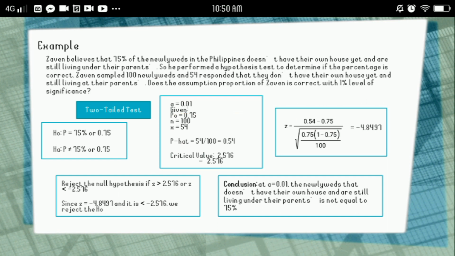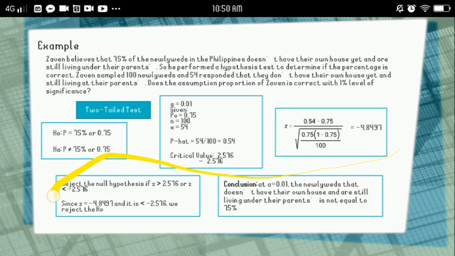So, itong hypothesis, null hypothesis is equal to 75% and yung alternative is not equal to 75%. So, ito yung mga given, yung alpha, yung critical value. Kapag sinabi nating two-tailed test, kapag two-tailed test yung ginamit natin, dalawa yung kukunin natin, yung negative and yung positive value. Then, ito yung step 3. Then, kinalagyan natin siya. Ito yung lumabas.